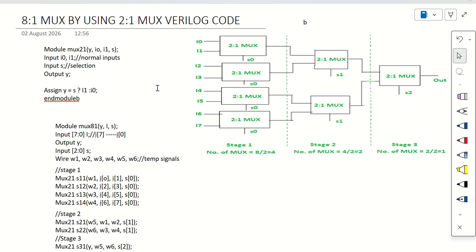Today I'm going to discuss an 8:1 mux using 2:1 mux Verilog code. So, first of all, what is a multiplexer, and how do we design a multiplexer using Verilog HDL? A multiplexer is nothing but a data selector.